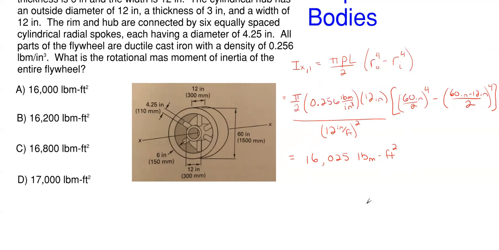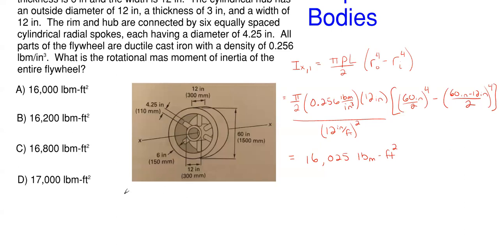So that's our first one, which is pretty good because we're in the relative ballpark of the answer. So it means that, hey, we're looking pretty good because that's the biggest part. So we're going to repeat the same equation, but now we are going to do the hub. And it's going to be basically the same thing because the hub is also a hollow cylinder on the inside.